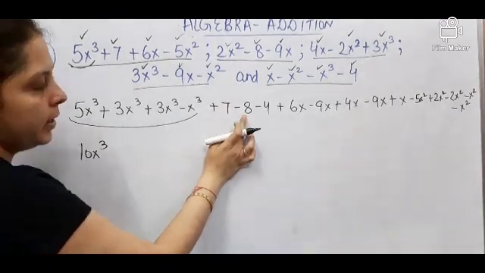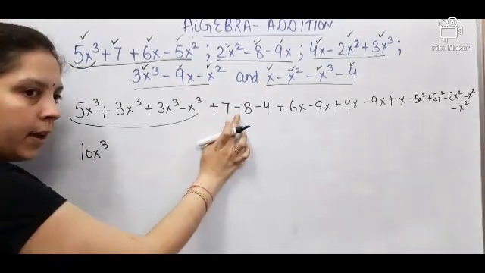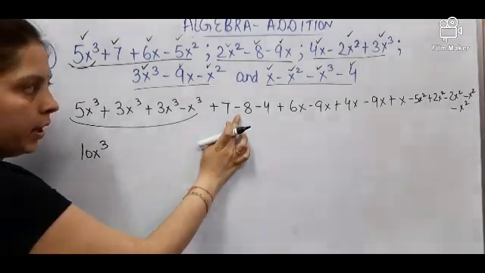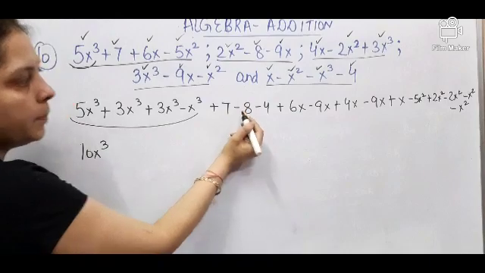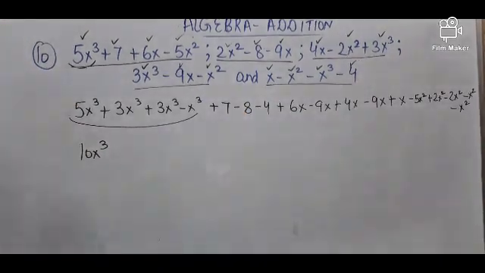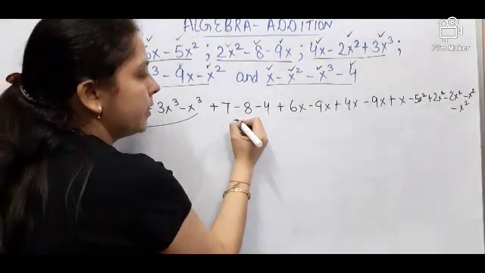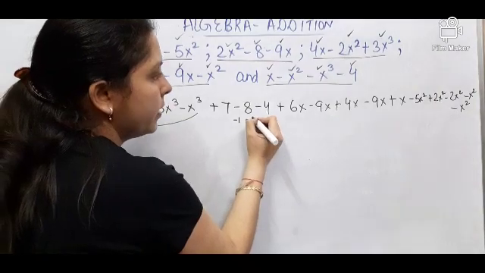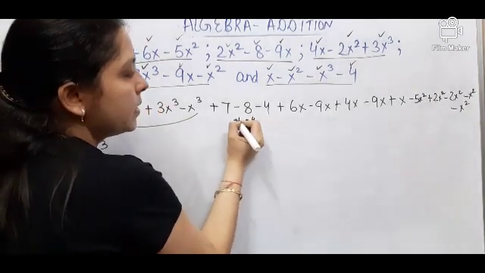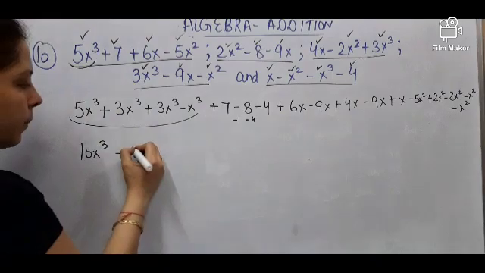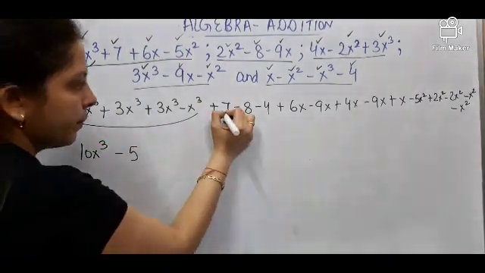So 7 minus 8 is minus 1, because 1 positive and 1 negative results to negative, and as minus 8 is preceded by negative sign, so minus 1. So the result of 7 minus 8 is minus 1. Then we have minus 4. So minus 1 and minus 4 is minus 5.